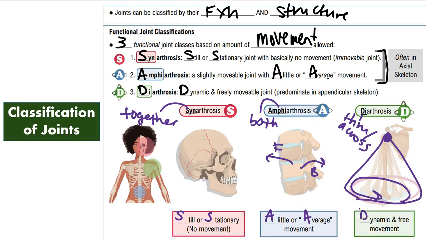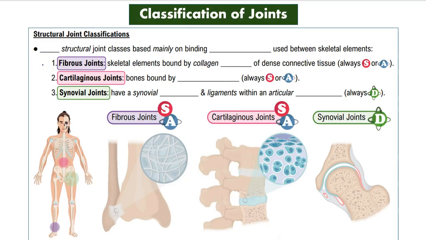So for example, I have my shoulder joint, and I can freely move my hand in a circle if I wanted to. So, circumduction, which we'll learn about as we go along. Let's focus on the structural joint classifications. We already know that there are going to be 3 structural joint classifications, and this is mainly based on the binding material used between skeletal elements. So what's going to actually hold these joints together? That's what we're talking about.